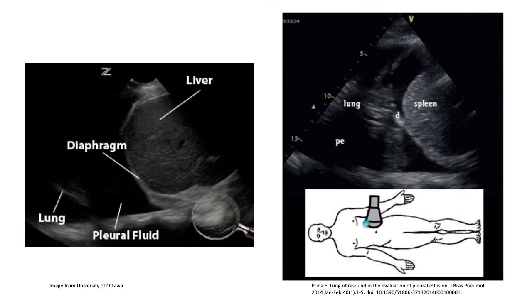Here are some more examples of pleural effusion. The image on the left shows an effusion on the right side. You know this because you can see the liver in view. The image on the right has an effusion on the left side.